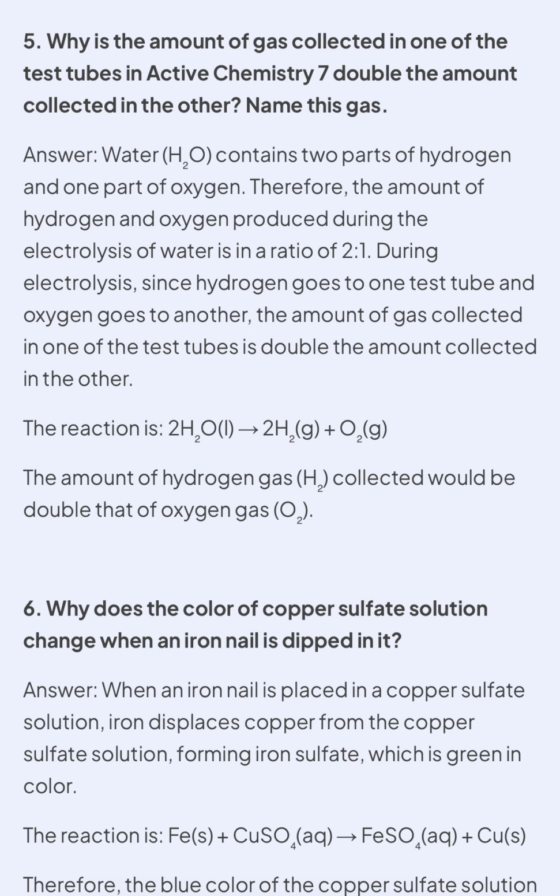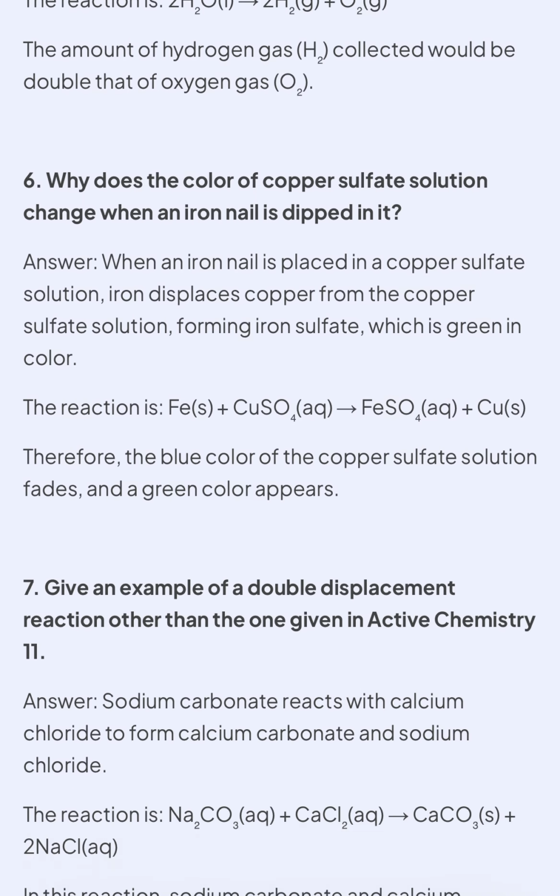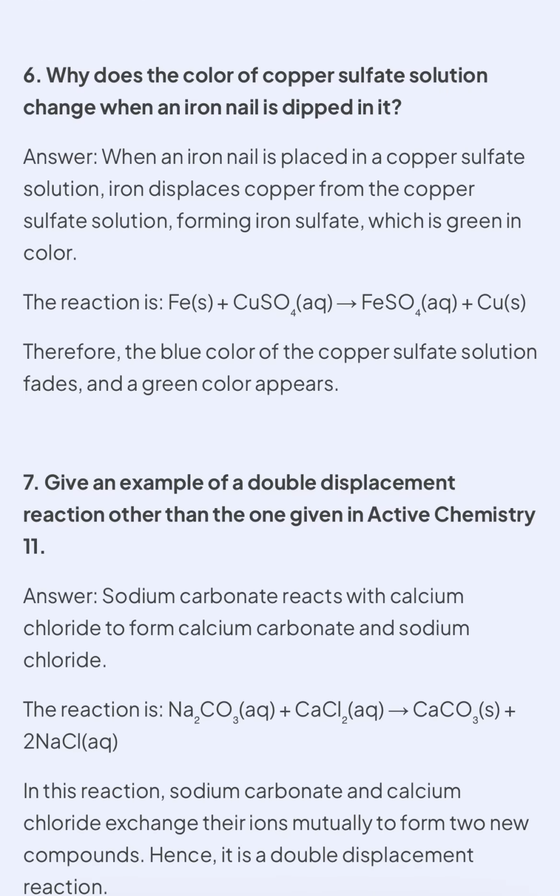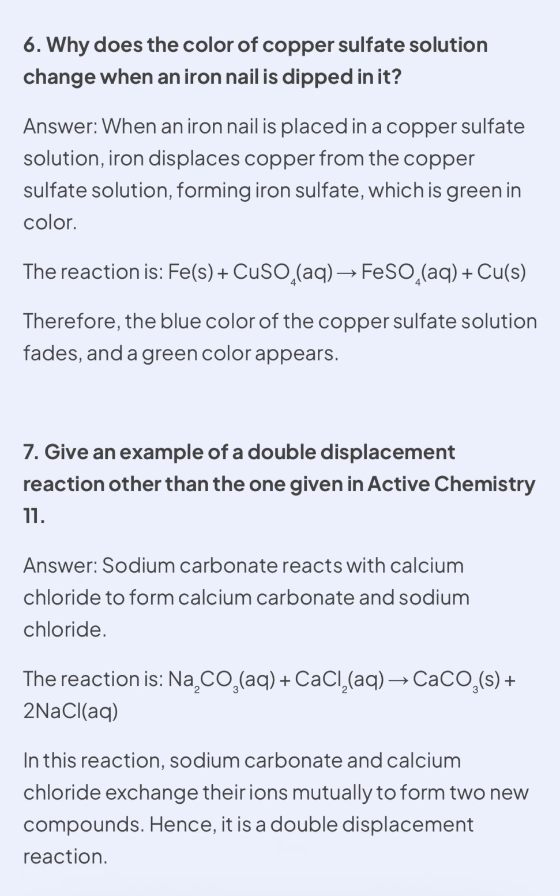6. Why does the color of copper sulfate solution change when an iron nail is dipped in it? Answer: When an iron nail is placed in a copper sulfate solution, iron displaces copper from the copper sulfate solution, forming iron sulfate, which is green in color. The reaction is Fe(s) + CuSO4(aq) → FeSO4(aq) + Cu(s). Therefore, the blue color of the copper sulfate solution fades and a green color appears.